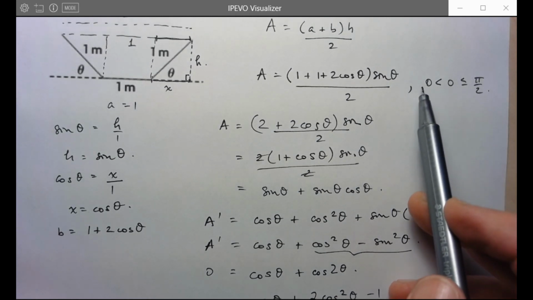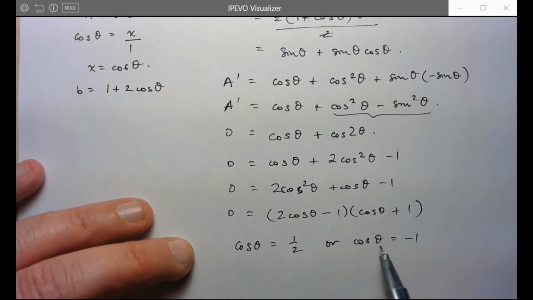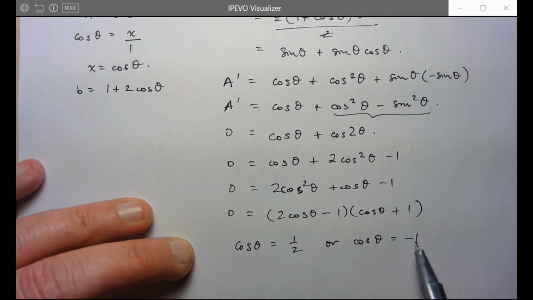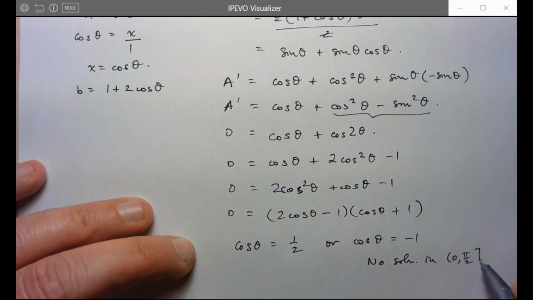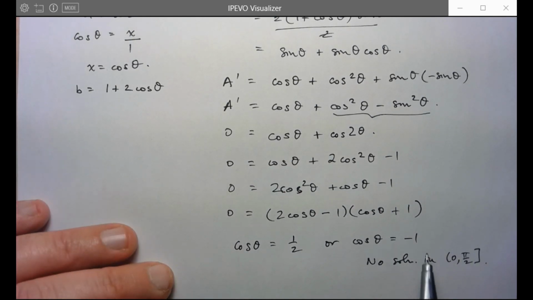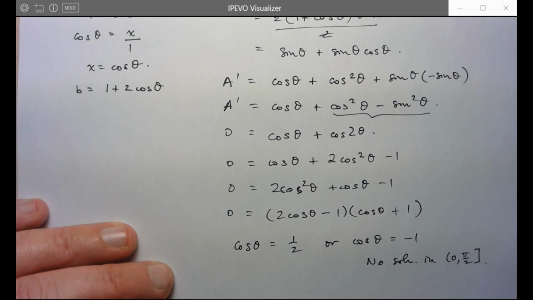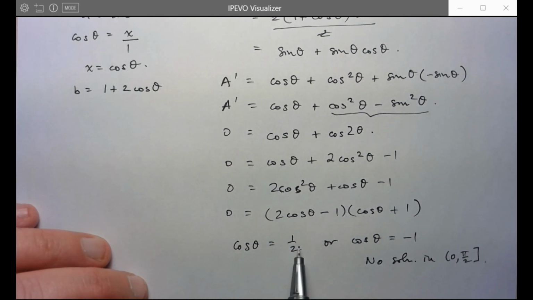We're only working between 0 and pi over 2. So the first thing I notice is that cosine theta is never equal to negative 1 in that interval. Okay, so here, no solution in 0 to pi over 2, because cosine of theta is equal to negative 1 at negative pi, which is not in my interval. So no solution there.